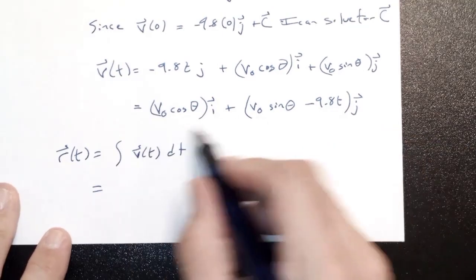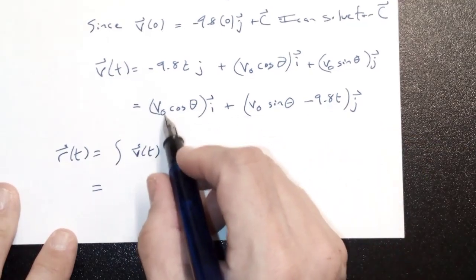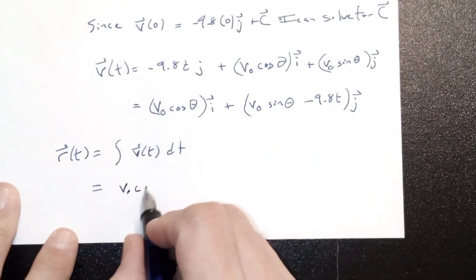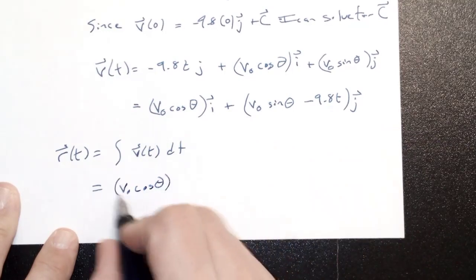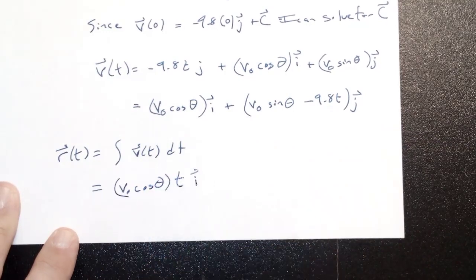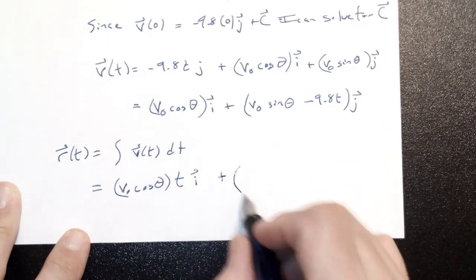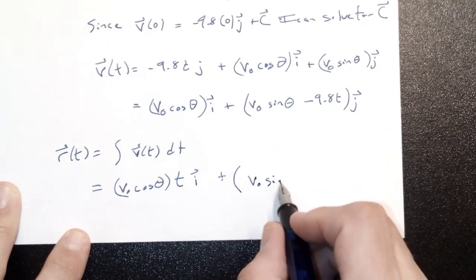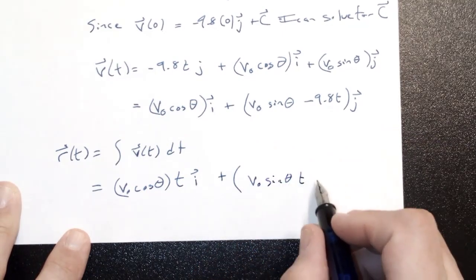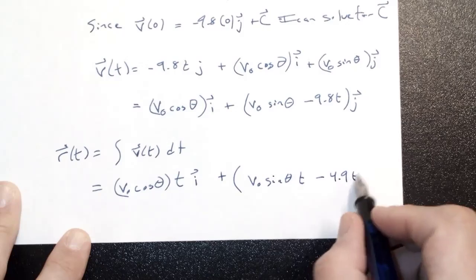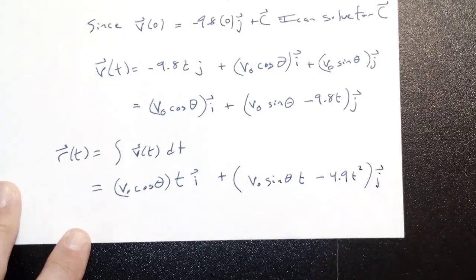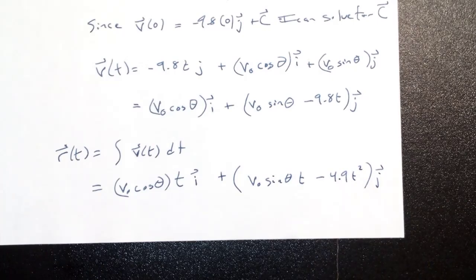Here, but I also get these, right? I'm integrating, so I get number times t i plus number times t minus 4.9 t squared j. Aha! I have a quadratic term and a linear term.